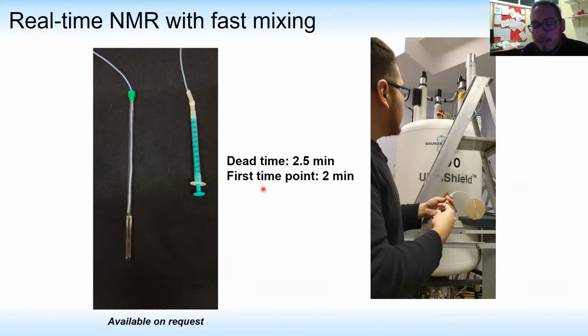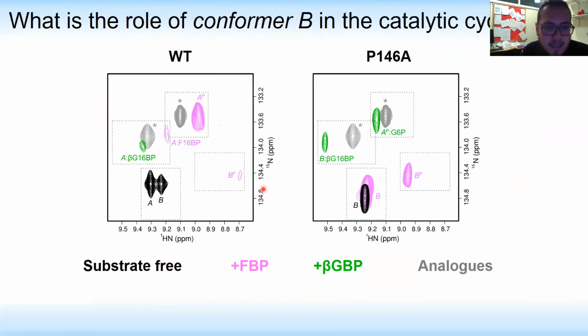So we have a way to do a structural analysis in the first 5 minutes of the reaction. It's a very fun experiment to do. This is a close-up of the structure, looking at one of the residues that is a really good reporter of what's happening in the active site, alanine 113. So basically in substrate-free, we have two species, A and B. In P146A, we have only one species, which is B.